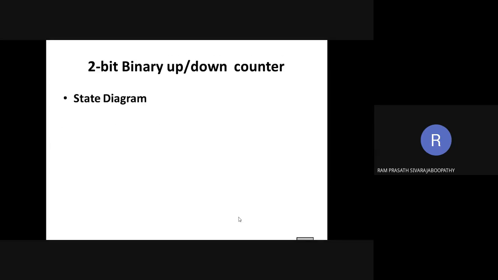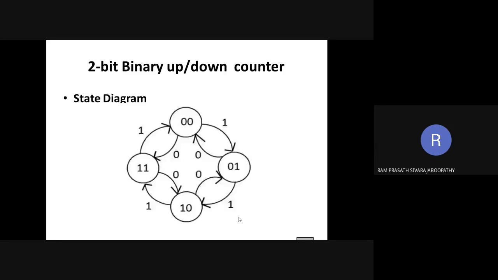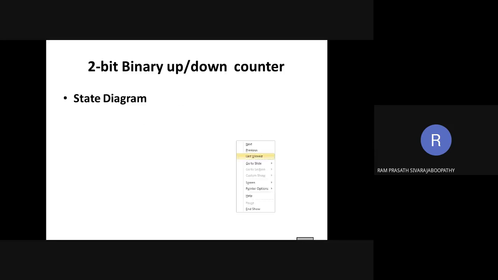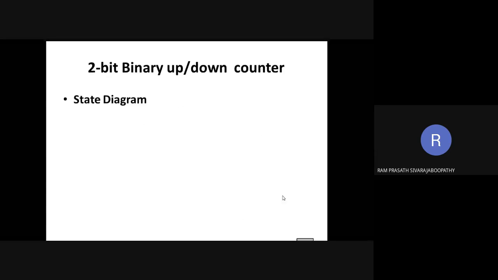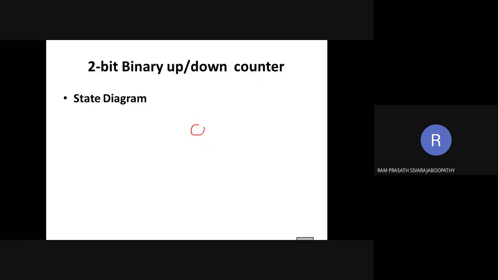Okay, fine. So inge state diagram. So state diagram, I will draw it. So first up counter ku first varanjalam. So 0 0, 0 1. Sorry.